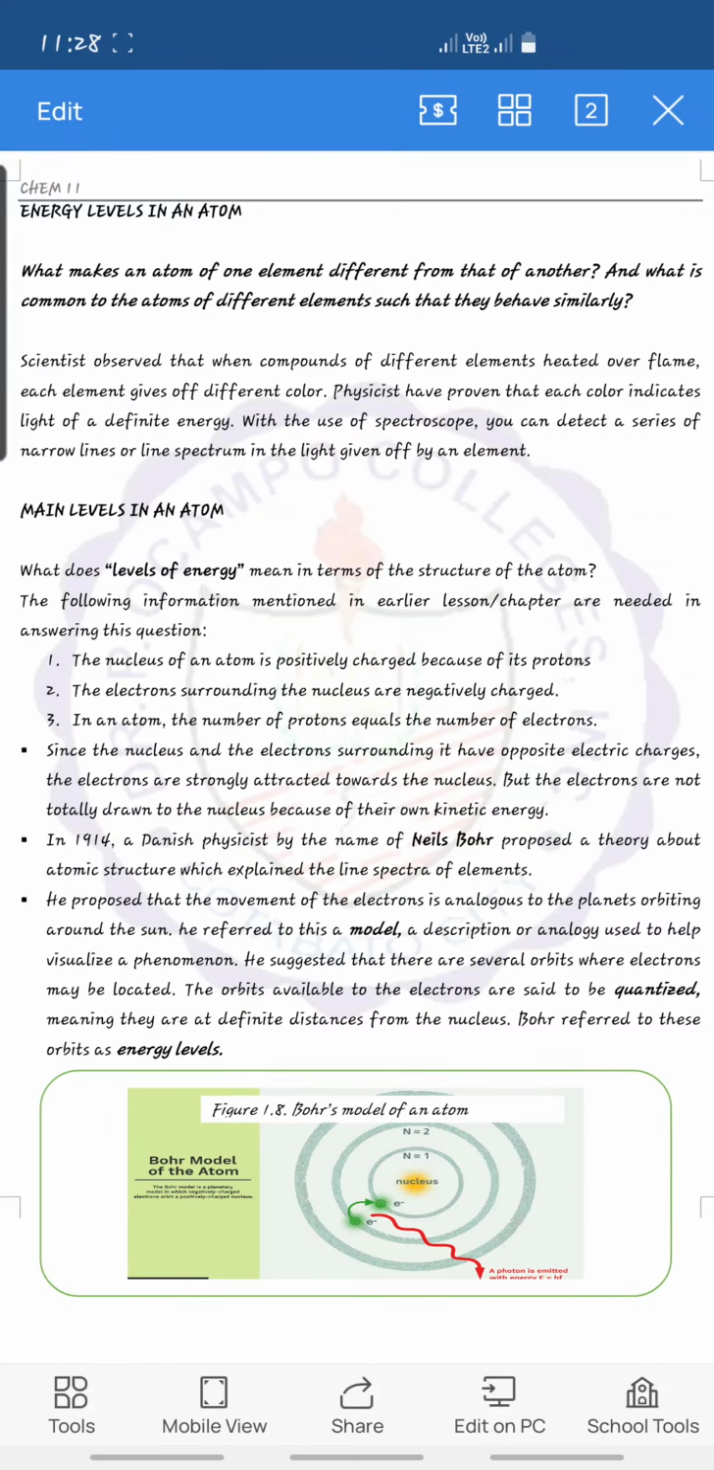Recorded video will serve as the discussion of energy levels in an atom. So why am I giving you a pre-recorded video rather than a virtual discussion? As I said yesterday, I would be giving you a virtual discussion for energy levels in an atom, but I changed it. Why? Because we will be discussing the electronic configuration.